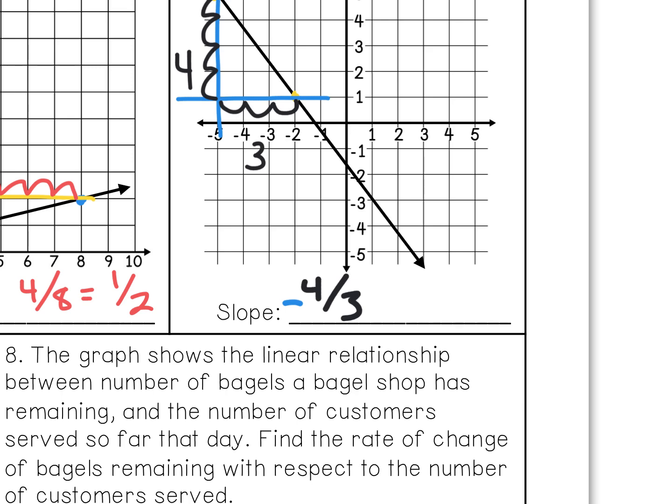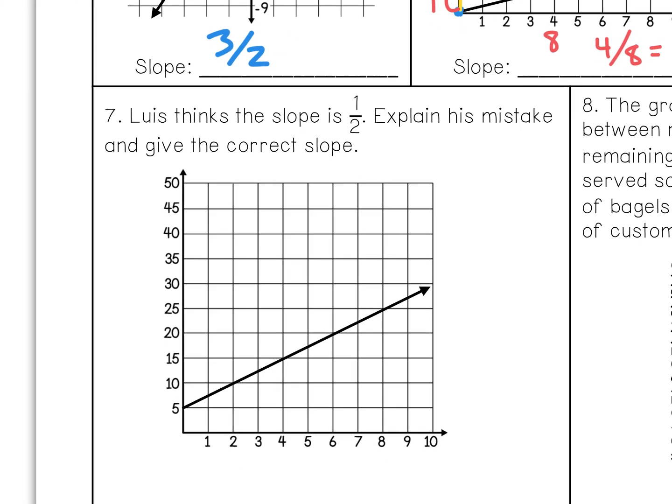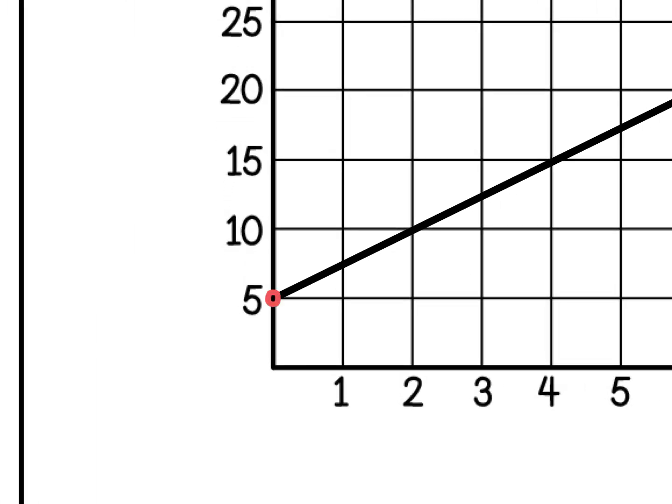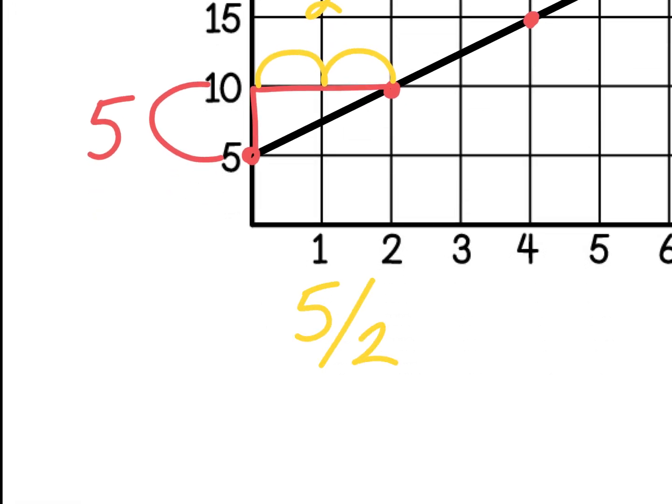Okay, so let's look at Luis and his mistake. Luis thinks that the slope is 1/2. Why is he incorrect? Let's find out. Okay, so there's a lot of different options here. You could do the 2 points I did. You could go up and you could do a larger triangle. But I'm going to stick with the small one. From here to here is how many? 5. And from here to here is how many? 2. So 5 over 2.